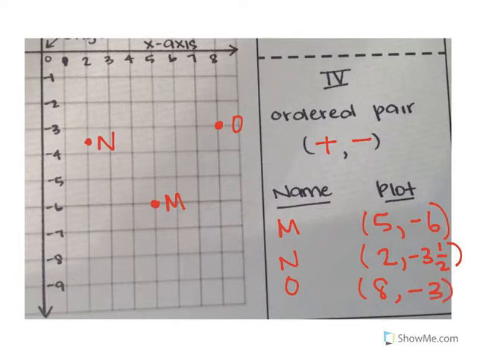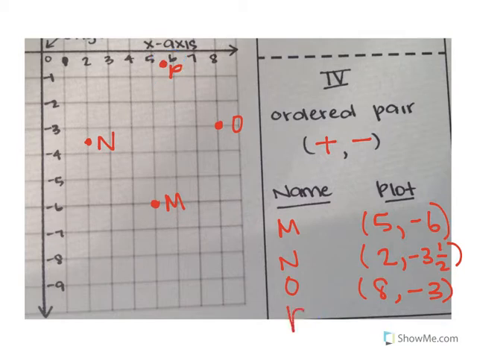I'm going to give you one more plot point, and you're going to need to do the same thing. You'll have to write the name of the plot point in your notes and the ordered pair for that plot point in your notes. Here is that fourth and final plot point that I have added to quadrant 4. You need to pause the video, write the name and the ordered pair in your notes, and then you can press play to check your answer.